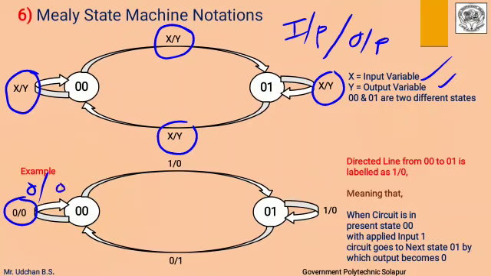If we want to read this, we can read it as the state machine currently is in 0 1 state. When we apply an input 1 to the state machine, it remains in that state only, that is 0 1, and for that the output is 0. This is how we can read the Mealy state machine.